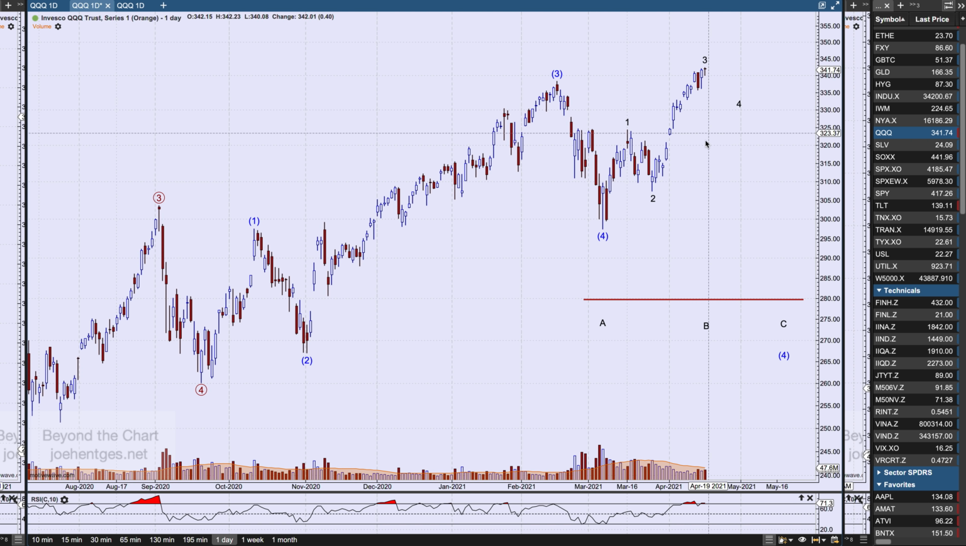Now, the alternate is that in reality, here's the alternate count right here. The alternate count is that this is an A, B, and that we pull a C, and then we have the 4th wave complete, and then we take off in the 5th wave. That's the alternate count. So I'm watching to see, what do we get? Do we start to come down, and do we come down in 5 waves? So that's going to be a really, really interesting picture there.